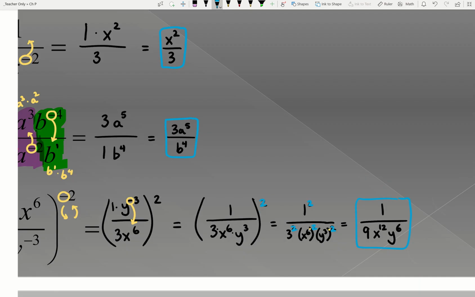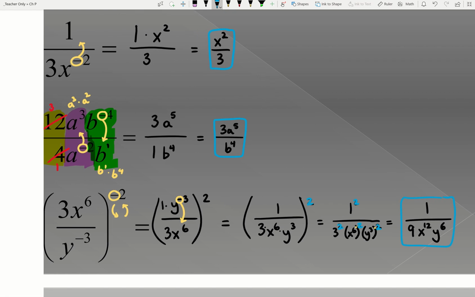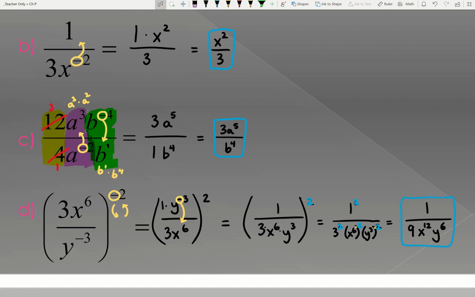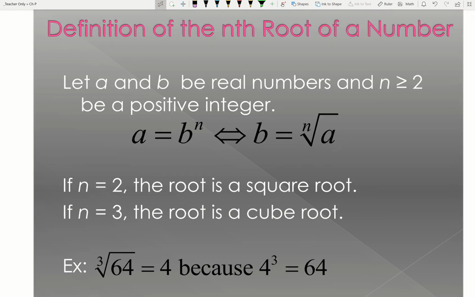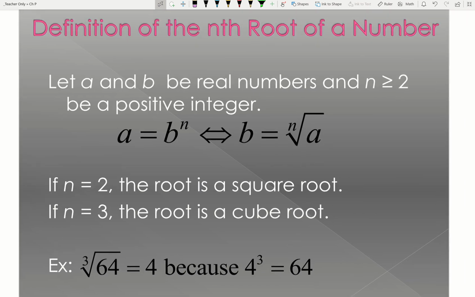So dealing with negative exponents, just remember, if you see that negative sign on your exponent, that means make the top base and the bottom base swap places. Very simple. Okay? Moving right along here and just simply talking about roots of numbers.